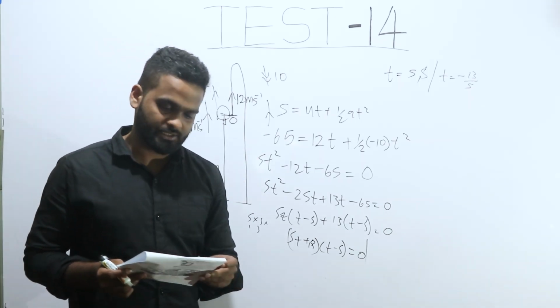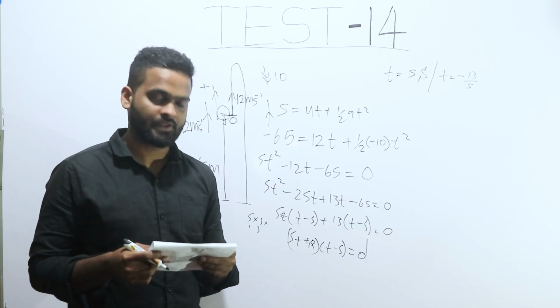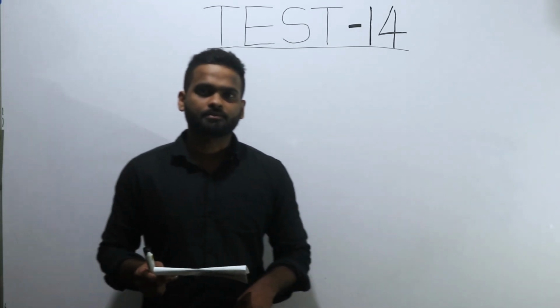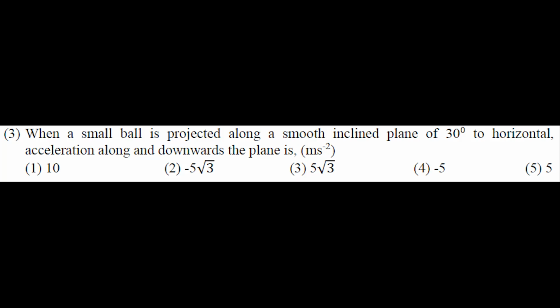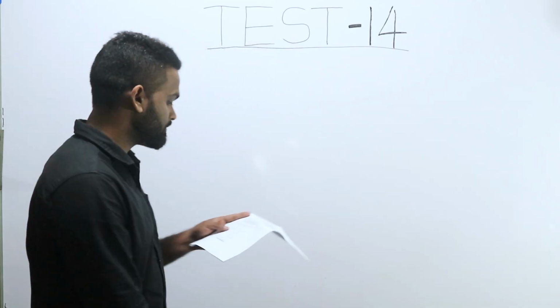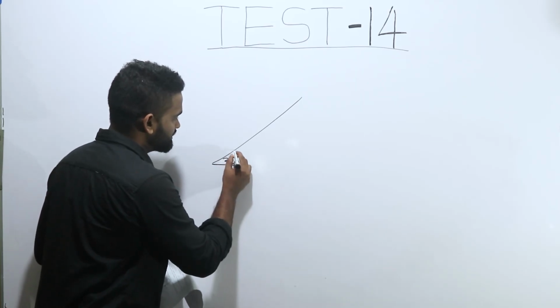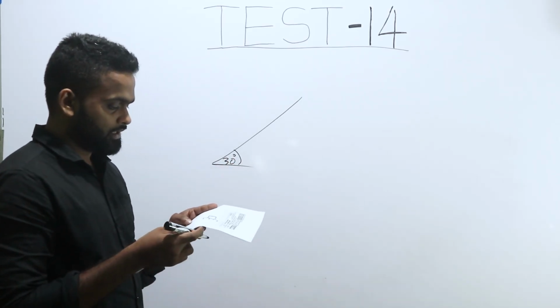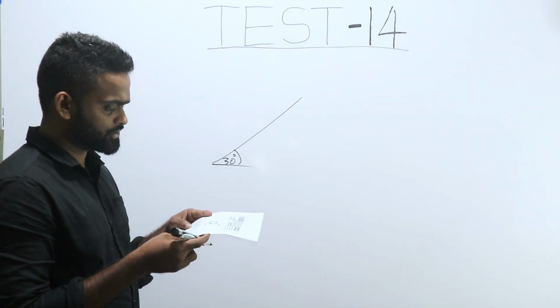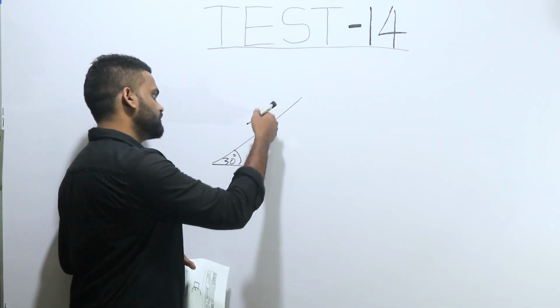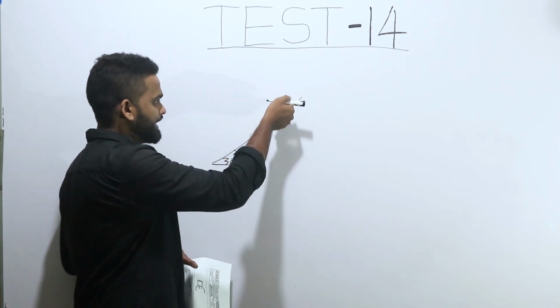So the answer should be the third one for the second question. Third question. When a small ball is projected along a smooth inclined plane of 30 degrees to horizontal, acceleration along and downwards the plane is. So we have this inclined plane and the inclination is 30 degrees. So what they ask is acceleration along and downwards, meaning downwards and along this plane.